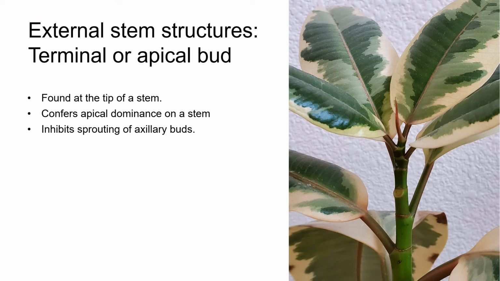At the tip of a stem, you'll find a bud called the apical or terminal bud, and this confers apical dominance on a stem. Apical dominance is the phenomenon where a main shoot dominates and inhibits the outgrowth, the lateral growth of side shoots on a stem. Basically, the presence of that terminal bud reduces branching.